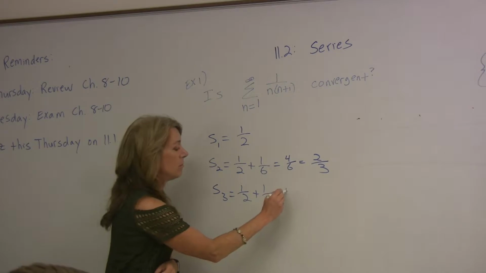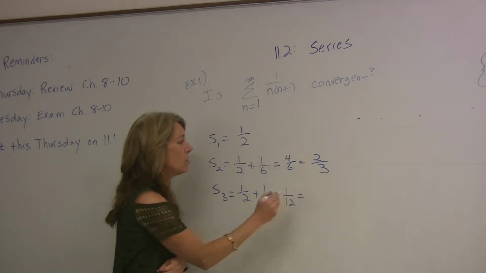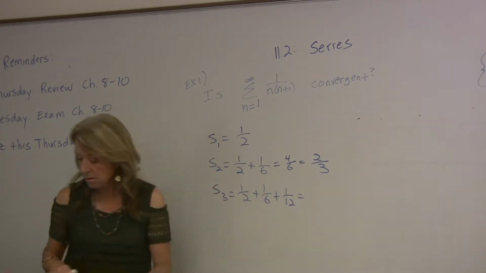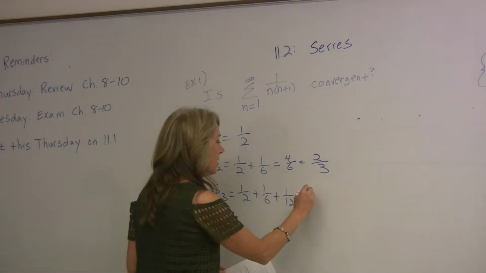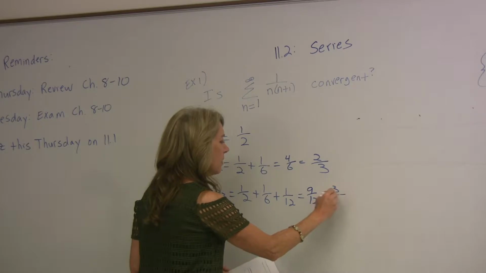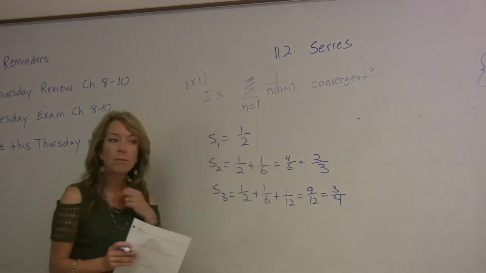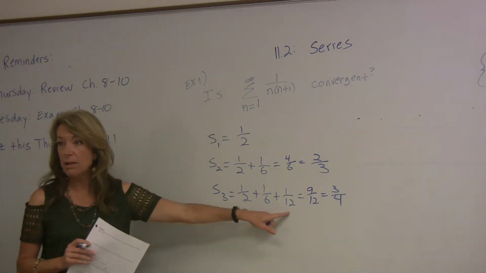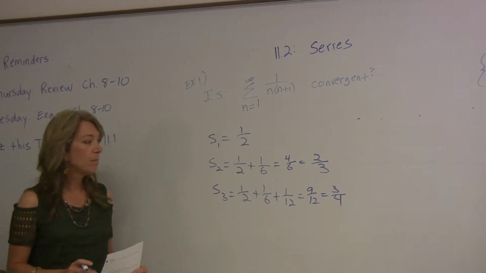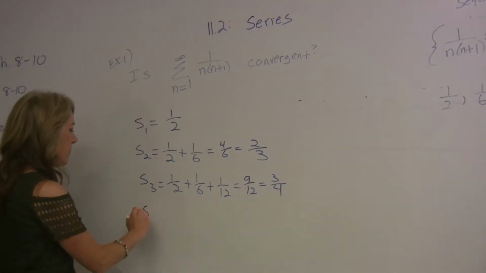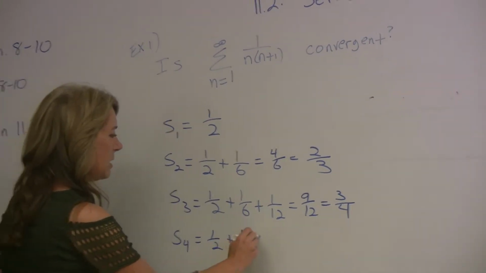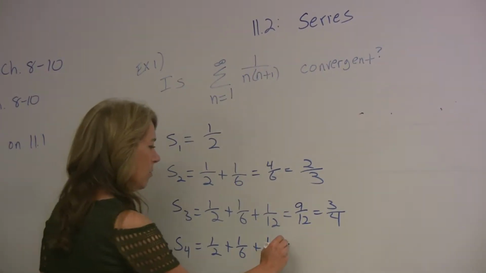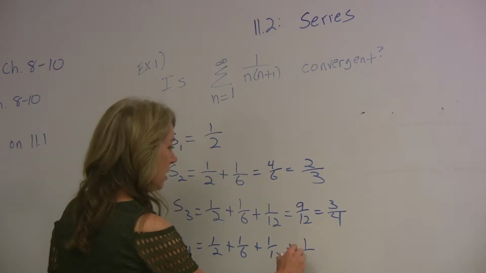What's my third term? It's 9/12, which is 3/4. Adding up three terms. Let's do one more for fun. 1/2 plus 1/6 plus 1/12 plus 1/20 is 16/20.